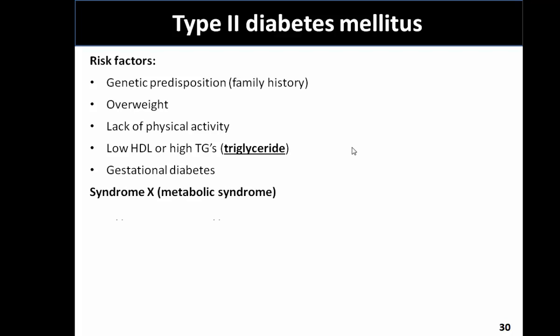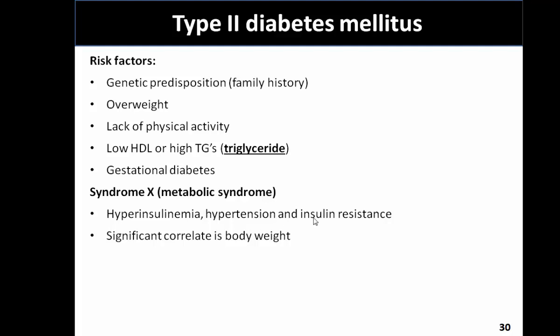Syndrome X, also referred to as metabolic syndrome, is a syndrome that results from a combination of a greater than normal amount of insulin in blood, hyperinsulinemia, hypertension, an increase in blood pressure, and insulin resistance. So when we think about type 2 diabetes mellitus, it usually comes along with other conditions that relate to more than the normal amount of insulin and high blood pressure or even cardiovascular disease.